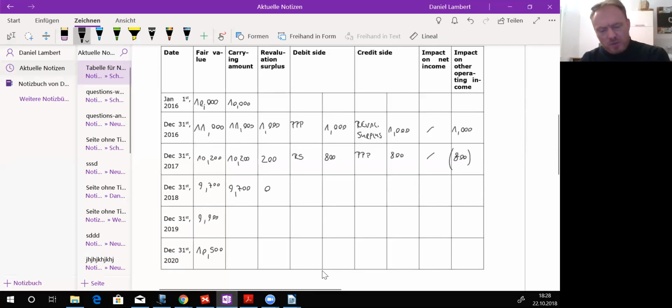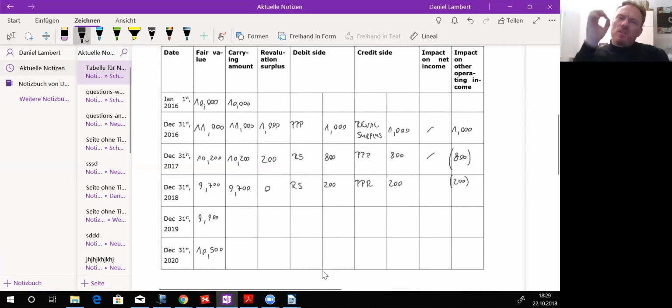So let's see. Revaluation surplus goes down by 200, because it was, as a matter of fact, 200 the year before. So does property, plant, and equipment. It goes down by 200, meaning other operating income, which was not part of the income statement, went down by 200 just as well. But this is not enough, because we want to reflect the decline of the value of property, plant, and equipment by 500 euros, and we only reflected like 200. So what about the remaining 300?